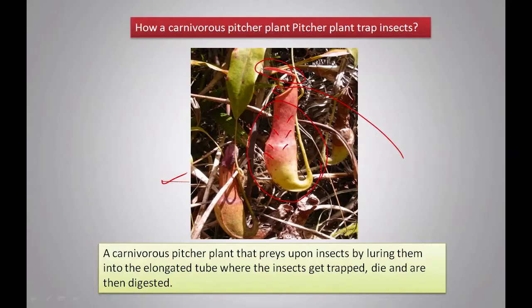After some time, the insect dies, and then what happens? The plant starts secreting digestive juice which digests the protein of the insects, and thereby the plant gets its nitrogen in the form of amino acids. So a carnivorous pitcher plant preys upon insects by luring them into an elongated tube, where the insects get trapped, die, and are digested. This is the way a pitcher plant acts.